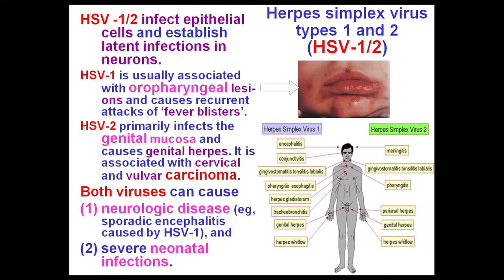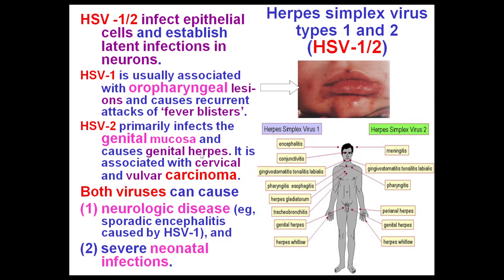So now a few words about the diseases caused by herpesviruses, and of course we start with the alpha herpesvirus family, HSV1 and 2. Usually they infect epithelial cells and establish latent infection in neurons. So from this we think these are neurotropic. And here you can see the most typical herpesvirus infection. It is usually associated with oropharyngeal lesions, and very commonly causes a recurrent attack that is called fever blisters.